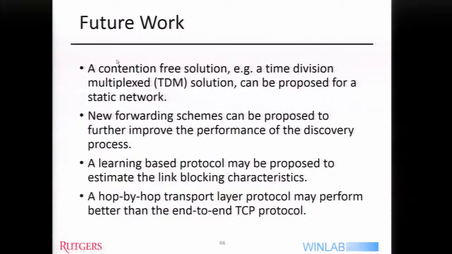There is also some future work. As mentioned, TDM may be a good MAC solution if the network is static. And also, as Yanni mentioned, a new forwarding scheme may be proposed to further improve the performance of route discovery. And also maybe a learning-based protocol may be used to estimate the link blockage, so we can estimate it based on learning. We can consider, like, people moving their hands or something. It's not by an analytic model, but we can have some learning model.